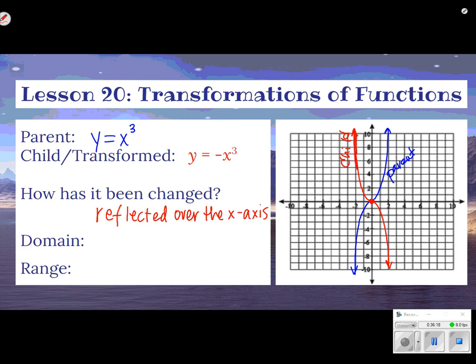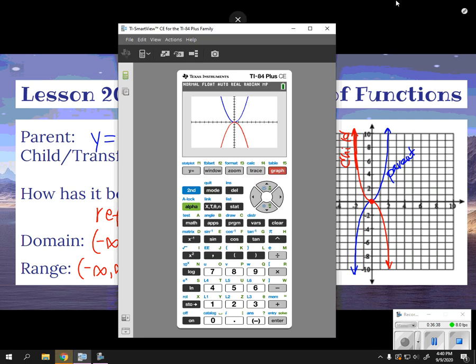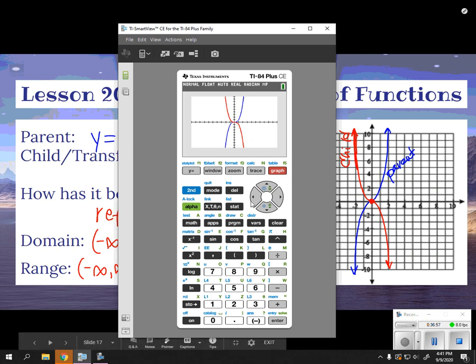All right, let's look at domain. This is a cubic function, so it's going to go left and right forever, negative infinity to positive infinity, and then it's going to go down and up forever, negative infinity to positive infinity. The calculator, and y equals x to the third power, and negative x to the third power. We can check ourselves. Here we go. The red one is our child, blue one is our parent.